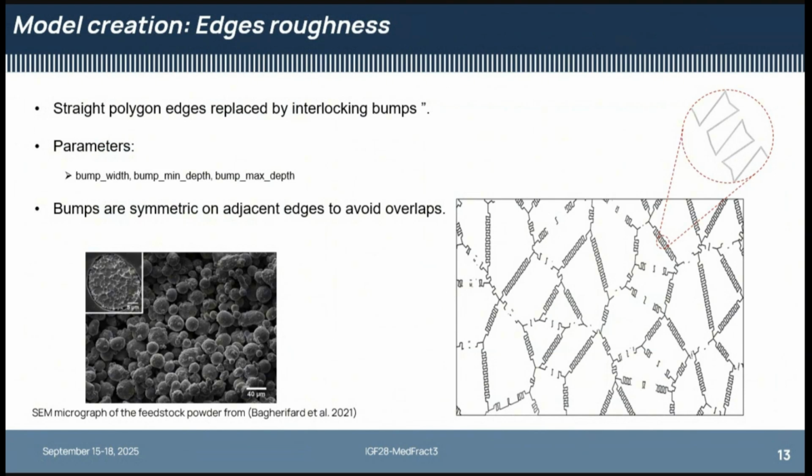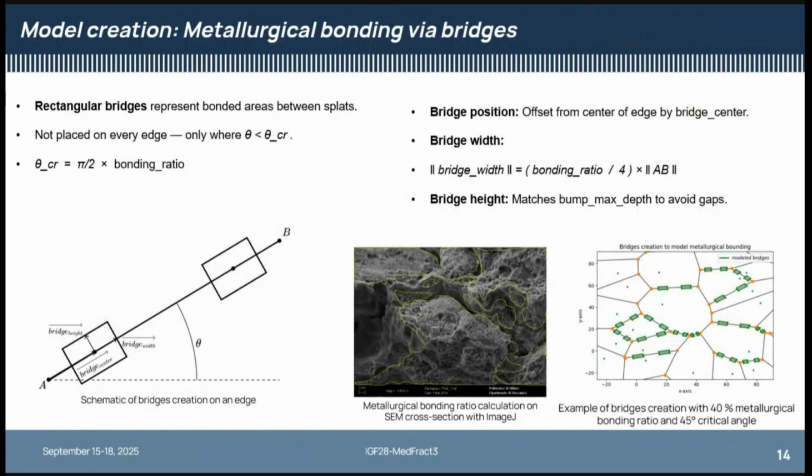To prevent any possible overlap, we mirrored every pattern in one splat to the neighboring one. For metallurgical bonding, we introduced small rectangular bridges that connect neighboring splats to each other, mimicking the metallic welding inside the actual deposition. The sizing and the position of the bridges is calculated by dividing the bonded area by the whole area in the SEM cross-section image.